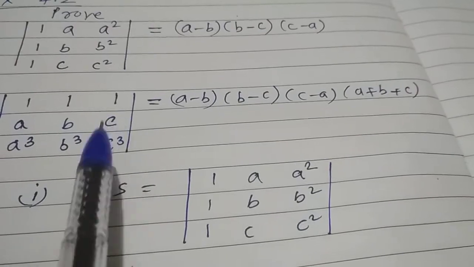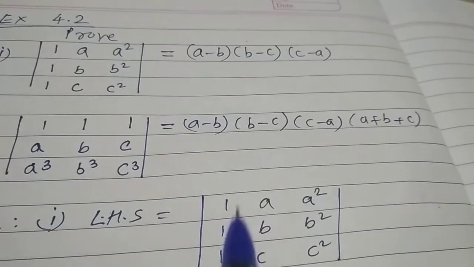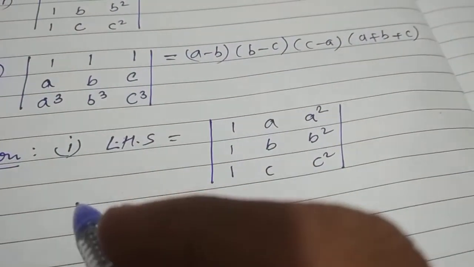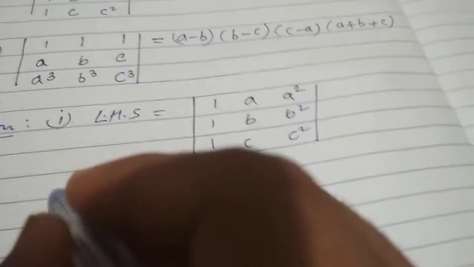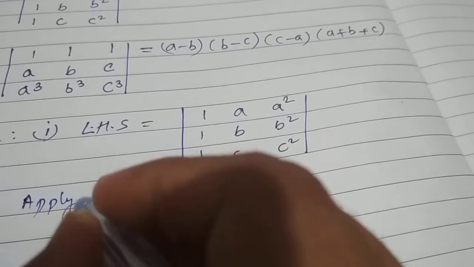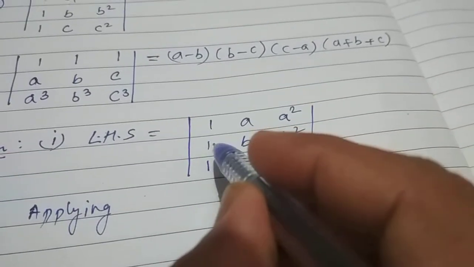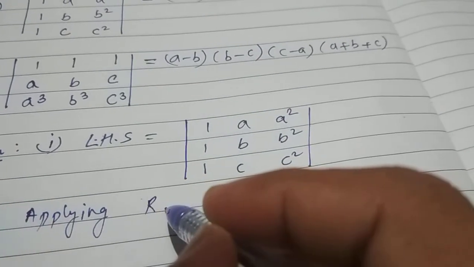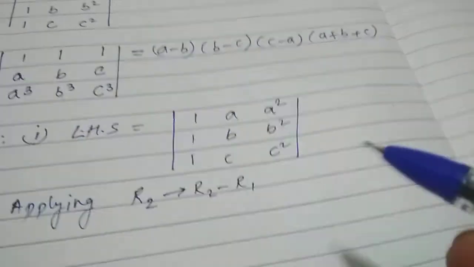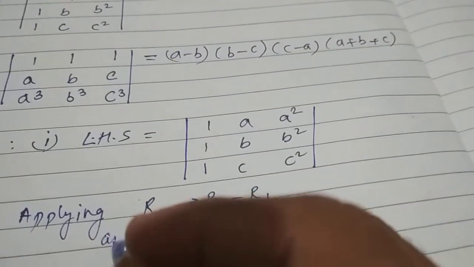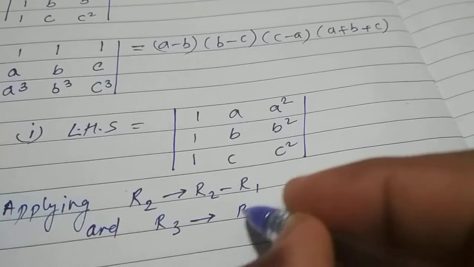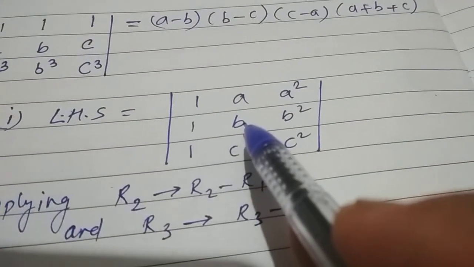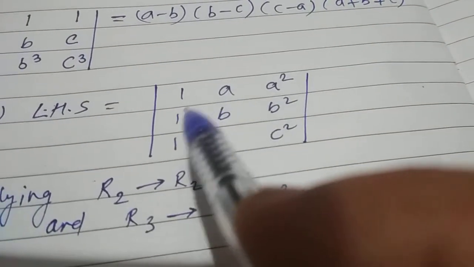So in order to prove this, I'll take the left hand side determinant and apply the property. With the help of this number I'm going to make these two zeros. So I'll apply R2 changes to R2 minus R1, and at the same time R3 changes to R3 minus R1. So this will make these two zeros.